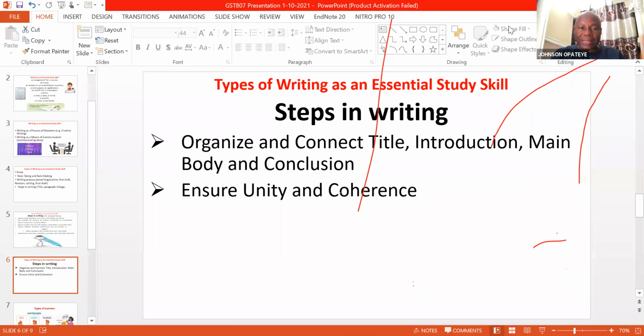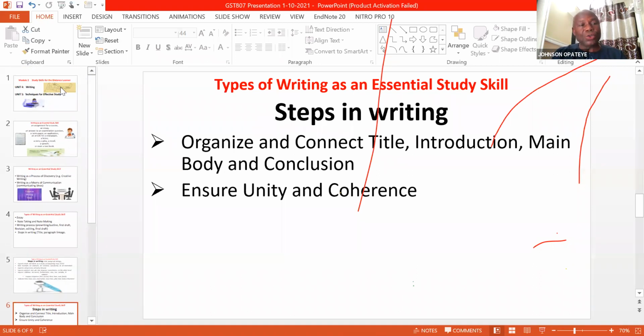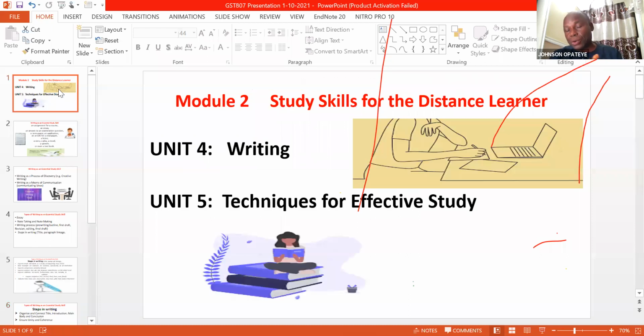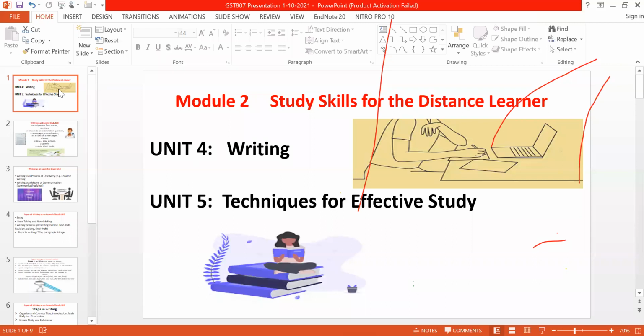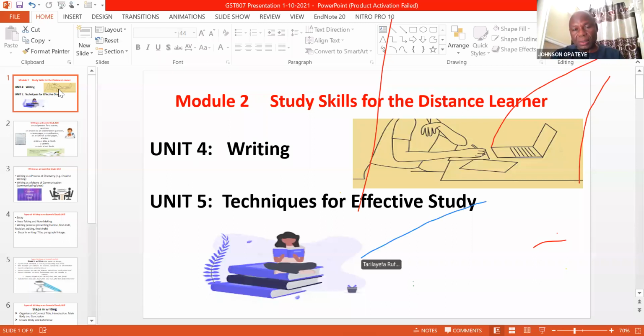You are not going to be writing so that your ideas are disjointed, and as your readers are reading, they will not see the flow of how you are writing. So when you go back to your material, you see more of these points on writing. So let's quickly go to techniques for effective study, and that is Unit 5. Techniques for effective studies.